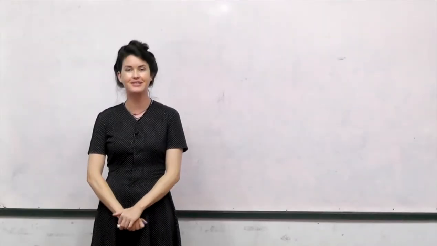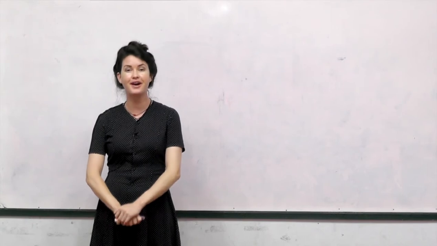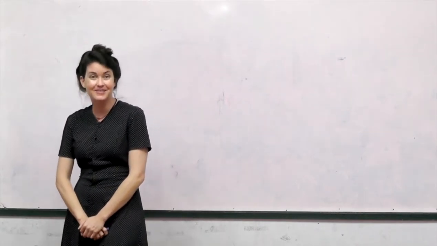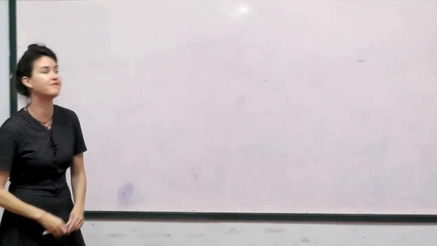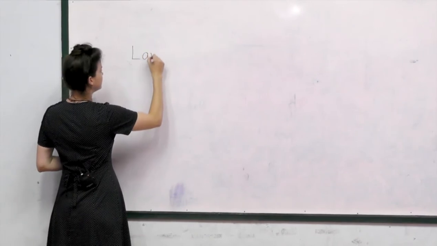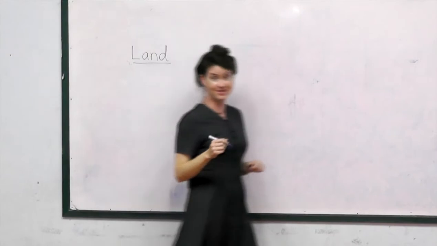In this lesson, we're going to review that people live differently all over the world. And we're also going to review our features of land and water. So first, let's think about some of our features of land. And also of water. Can you tell me one?